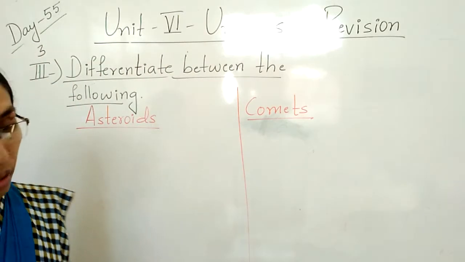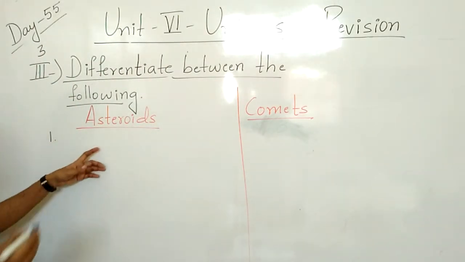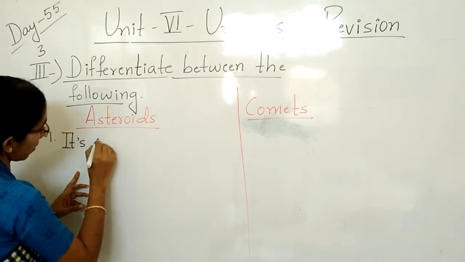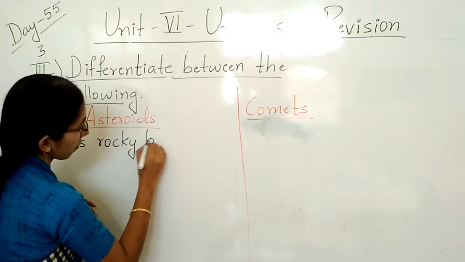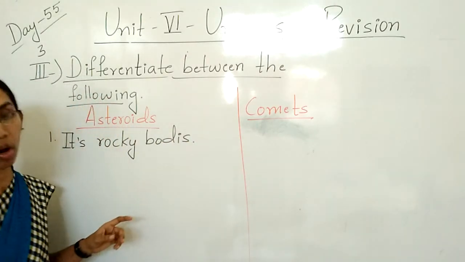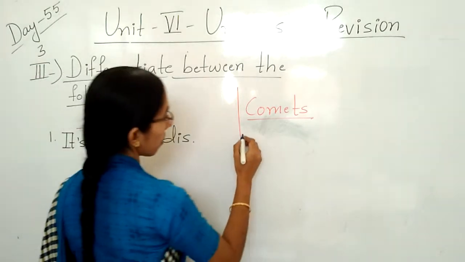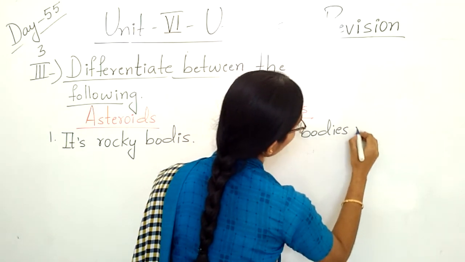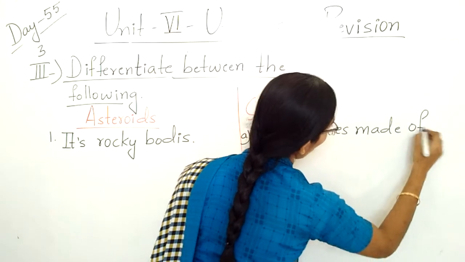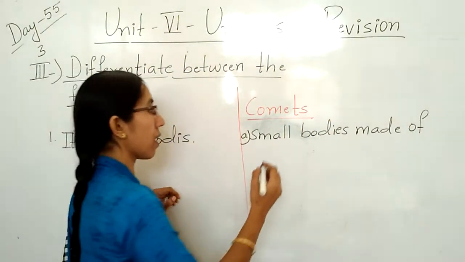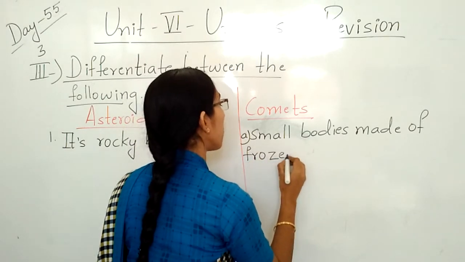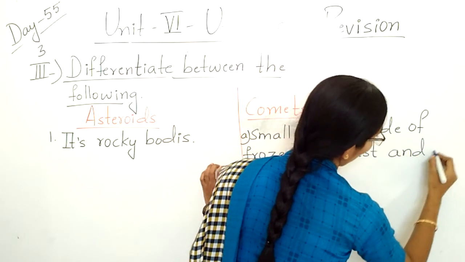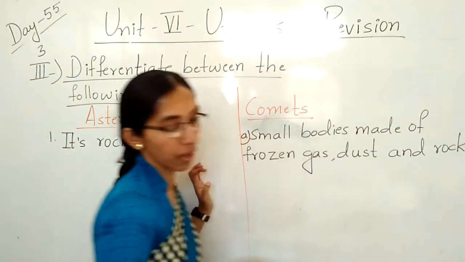Okay, children. So, the first difference: an asteroid is a rocky body, and a comet is a small body made of frozen gas, dust and rocks. Next difference.